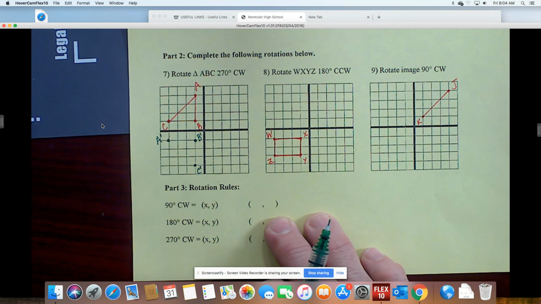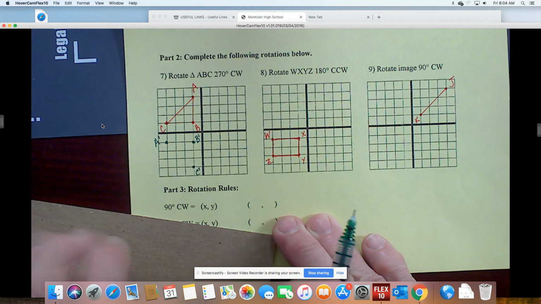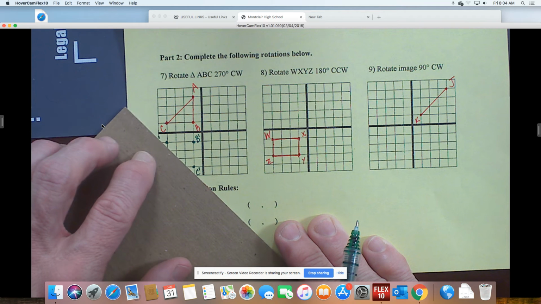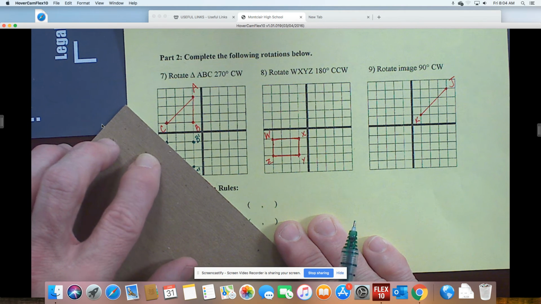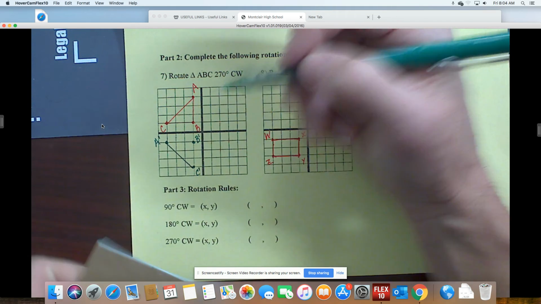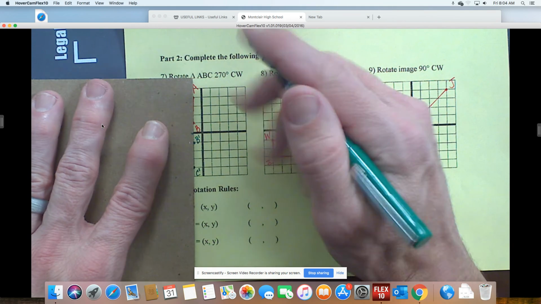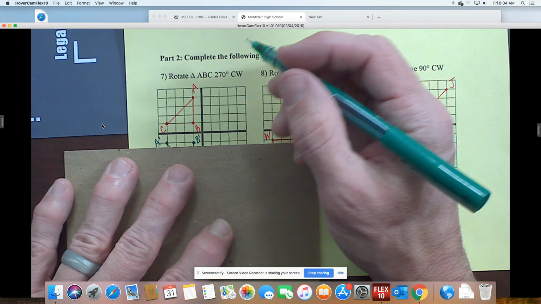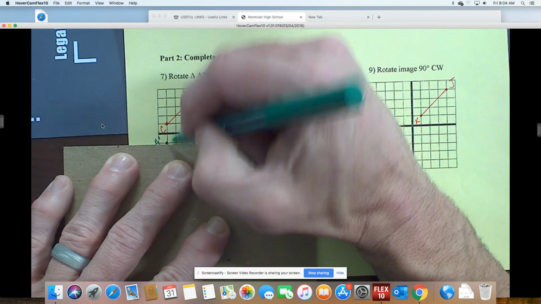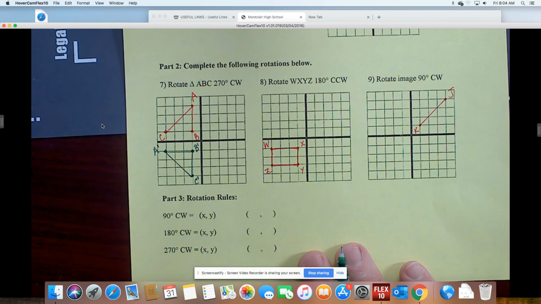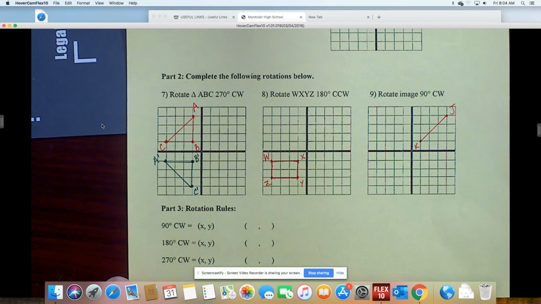I'm going to take a straight edge. I am just using a set of compasses. It gives me a nice straight edge. If you have a ruler, an ID card, those work well. I just use what's in front of me. Here we go. So now I have rotated my shape 270 degrees clockwise.